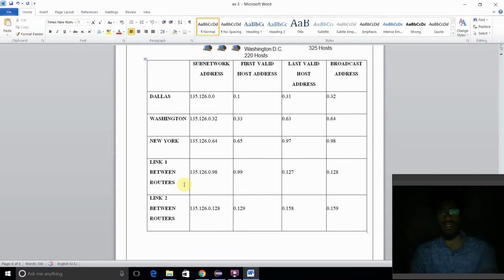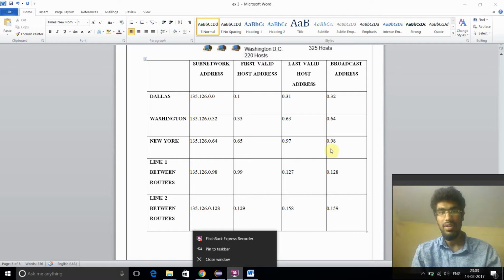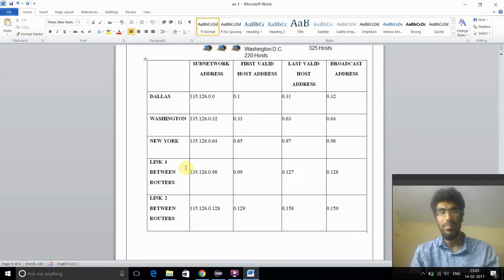Likewise, we are supposed to calculate for link 1 between routers and link 2 between routers.